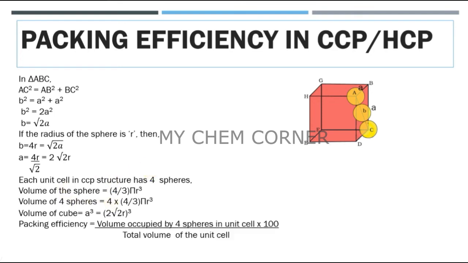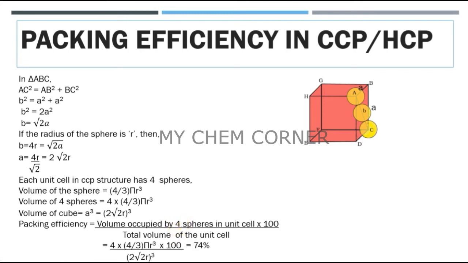So here, in common, the packing efficiency is equal to the volume occupied by the spheres in a unit cell divided by the total volume of the unit cell into 100. So this is going to be the common formula. What varies is depending on what type of unit cell you're studying, whether it is 4 sphere, 1 sphere or 2 sphere, this is going to change.